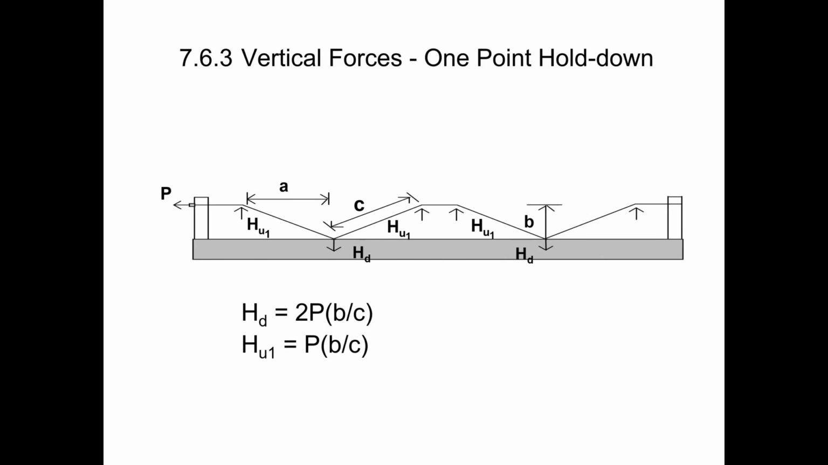Now looking at our hold up locations, we've got one diagonal that comes into the hold up location. And so that means the vertical force at the hold up is P times B over C. All right, so that's how we go about calculating the vertical force at the hold up and the hold down location. So I'm going to pause right there to see if anybody has any questions.